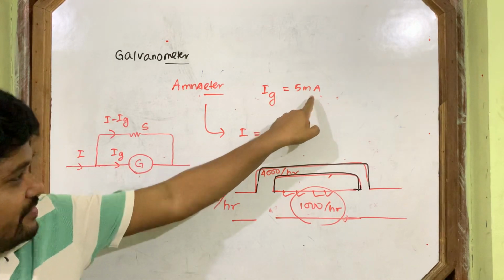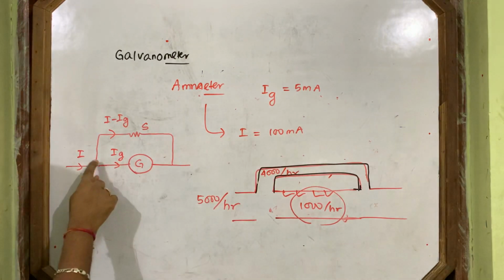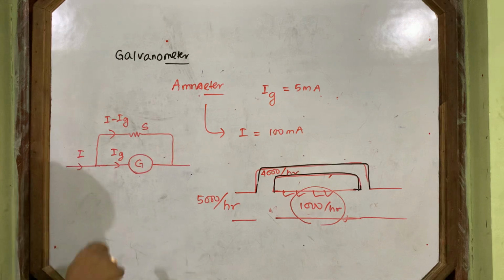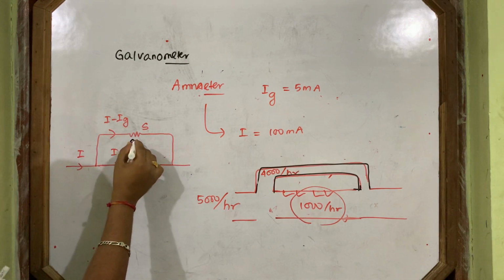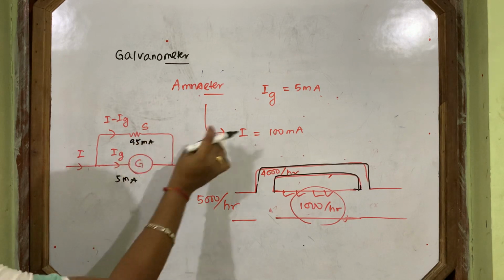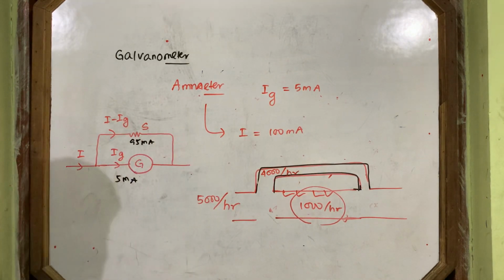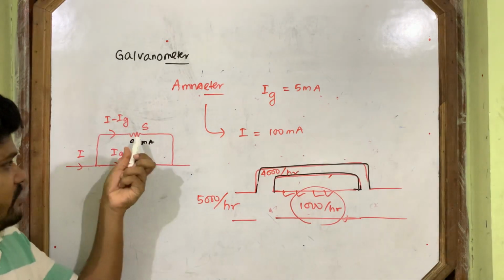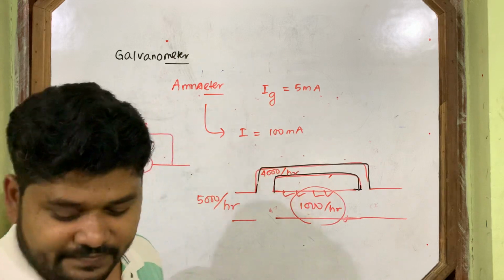This is the example I gave you. If 5 milliampere goes through the galvanometer, then 100 minus 5, 95 milliampere will go through the shunt. More current will go through the path where the resistance is less. Otherwise, the current will not go.